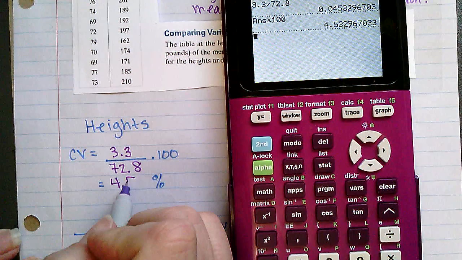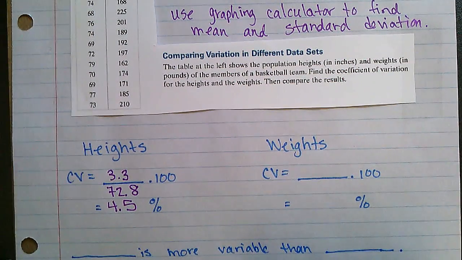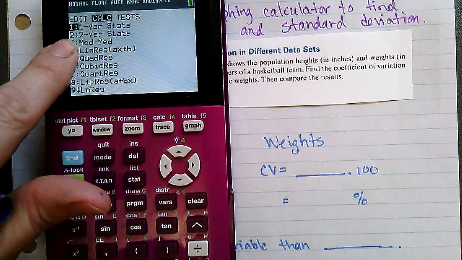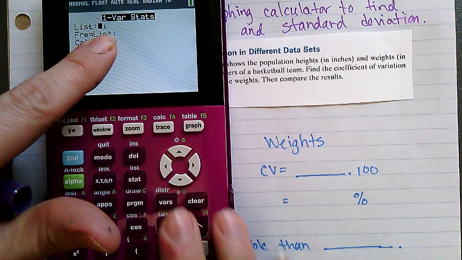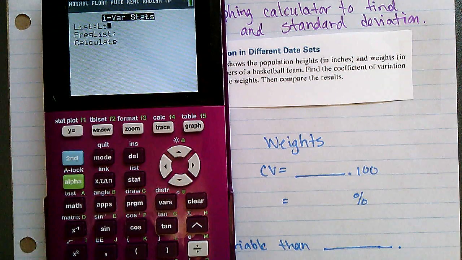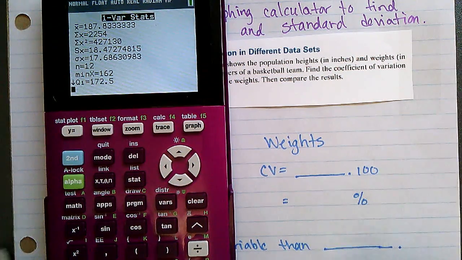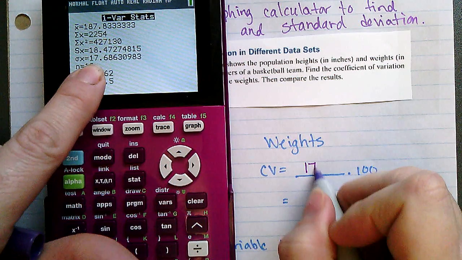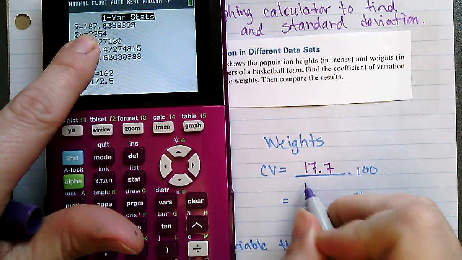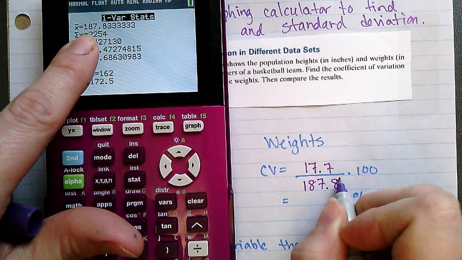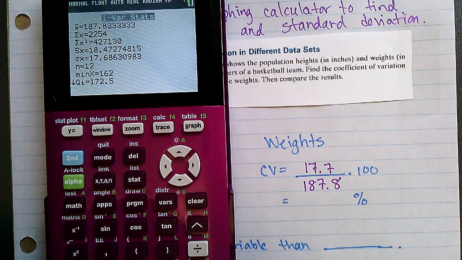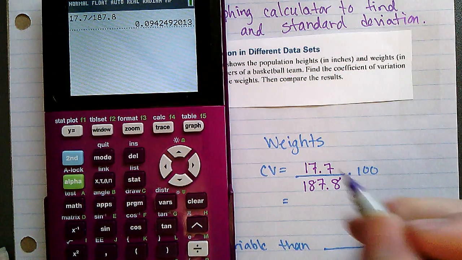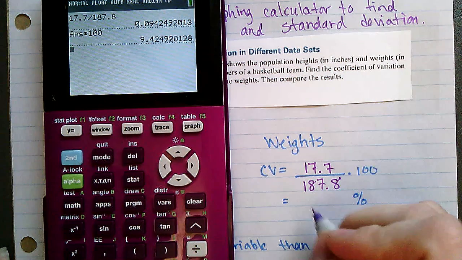Then we'll repeat that for weights. So stat calculate, one variable statistics. Change your list to L2 by doing second the number 2. Calculate that. So our population standard deviation is 17.7. Our mean is 187.8. 17.7 divided by 187.8 times 100 is 9.4%.